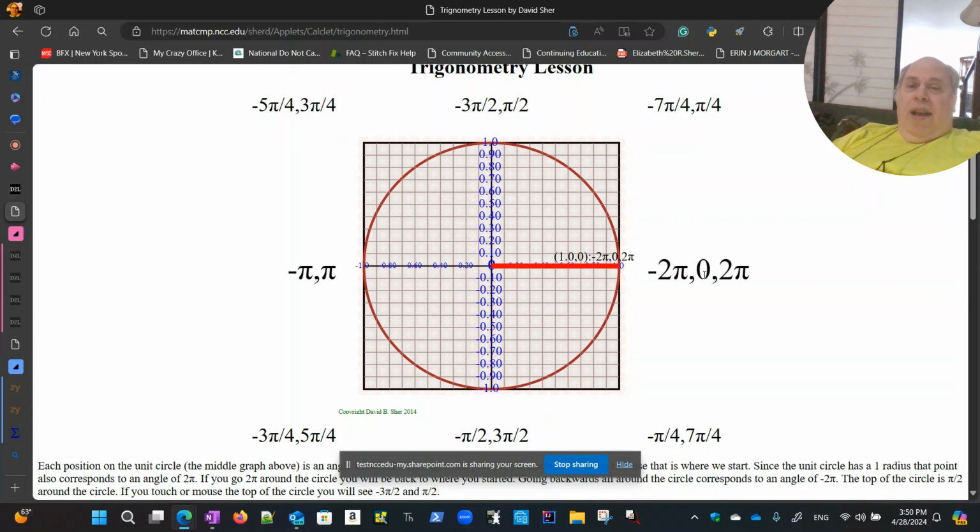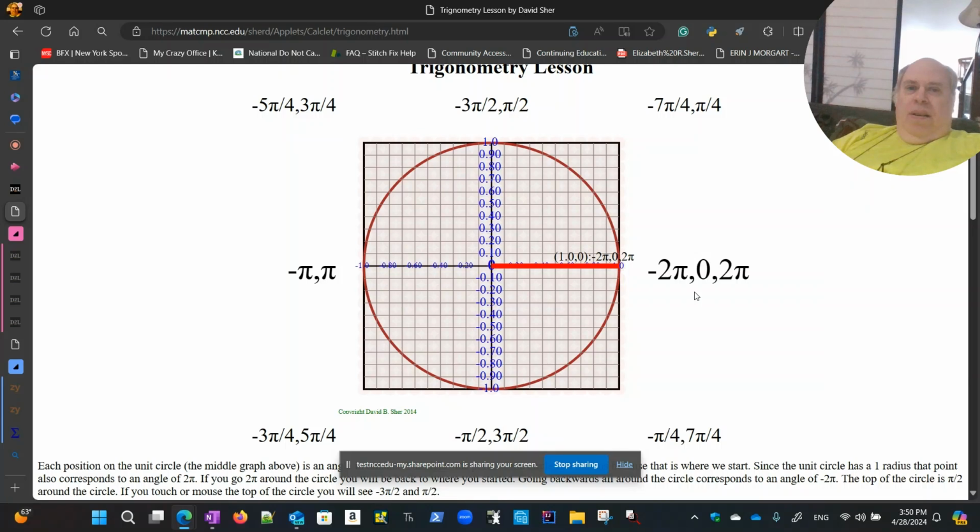Now the sine value is 0. Of course, the y value is 0. Cosine is x. Sine is y. Remember that cosine is x and sine is y.